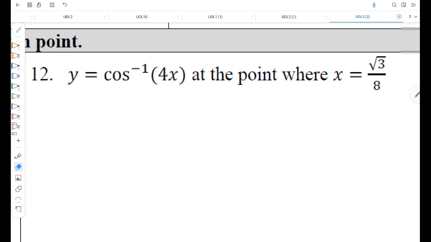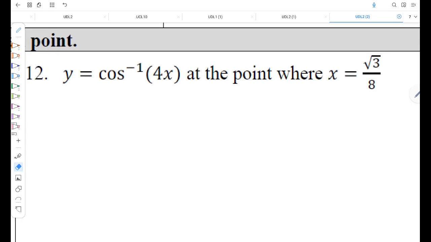So we have part of our point. We want the point where x equals square root of 3 over 8, but we don't know the y value at that point. So let's start out there with the point. We need to plug in that root 3 over 8 into our function. So we'll do cosine inverse of 4 times root 3 over 8, which is going to give us, basically the 4/8 is going to cancel to a half. That's just going to be the inverse cosine of root 3 over 2.